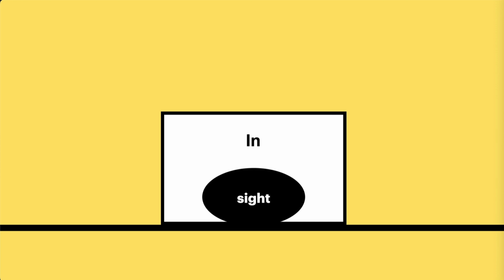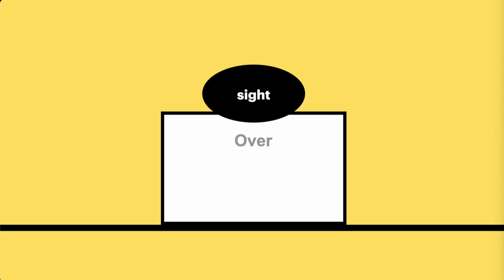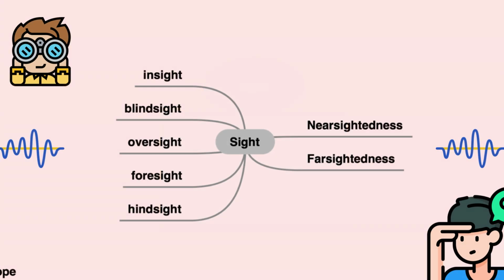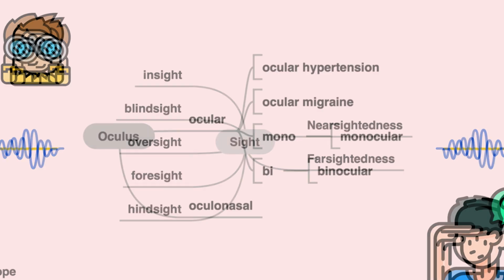Oversight combines over, meaning above, or excessive, referring to supervision or an error. An unusual term, blindsight, combines blind, meaning unable to see, and sight, referring to the phenomenon of reflexively processing visual information without conscious perception. This condition is known as blind vision. Outsight is less common but combines out, meaning outside, and sight, referring to observing external circumstances.